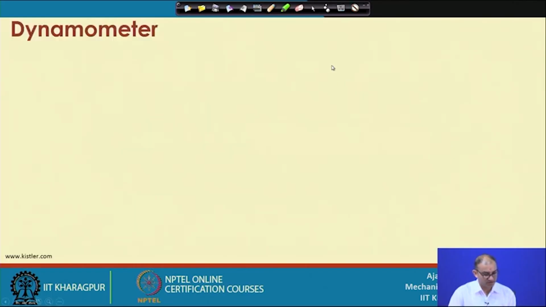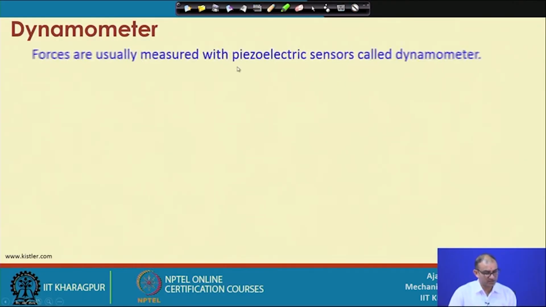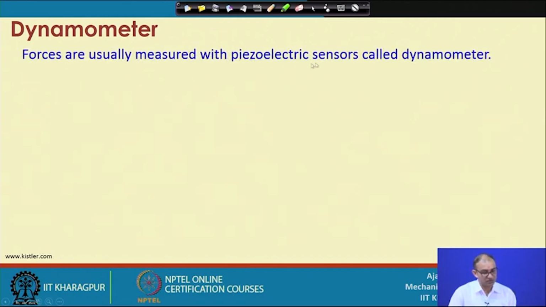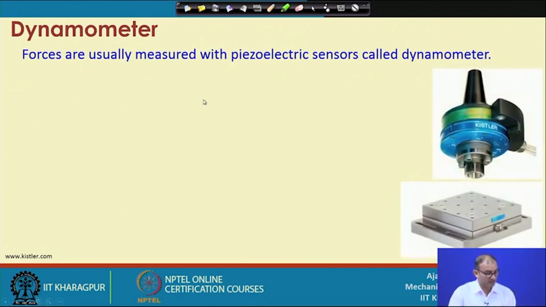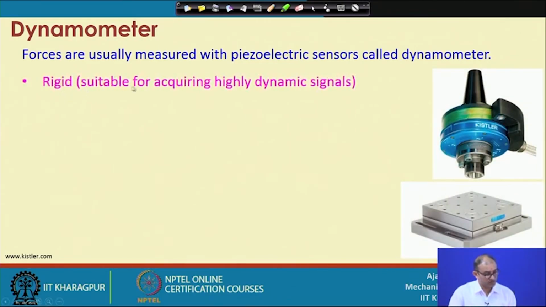Now, coming to the dynamometer. So, dynamometer we mostly use for force measurement. Forces are usually measured with a piezoelectric sensor called a dynamometer. We use a strain gauge based load cell also, but when you want to measure something at a micro scale, it is better to go with a piezoelectric type of sensor, because these are very robust and very rigid, suitable for acquiring high dynamic signals, because even if you do machining at a micro scale, you can get the signals at the micro scale also. This one is called the rotating dynamometer, which is attached to the cutting tool, and this is called the stationary dynamometer, which is at the workpiece side.